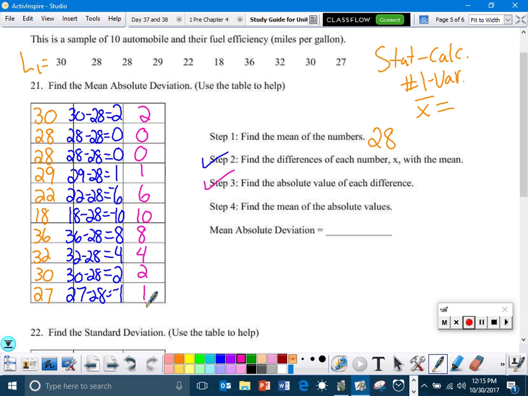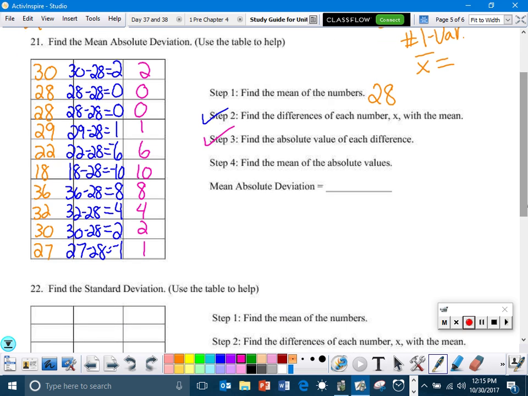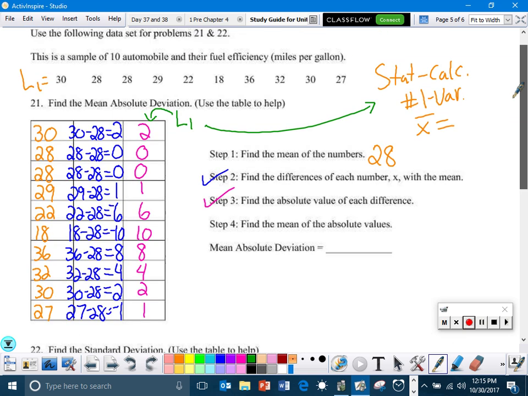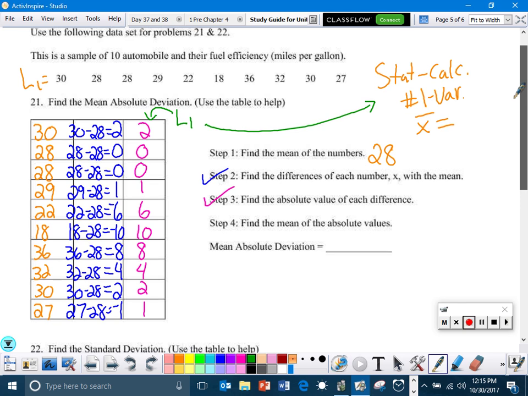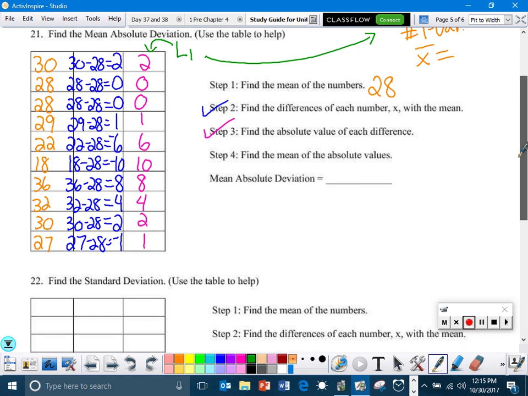Step 4, find the mean of the absolute values. Okay, well, you have two choices. You could go ahead and put these in list 1. And then you could do the same thing here. You could do the stat calculate number 1, and the calculator will tell you what the mean is. But you're going to put the new values in list 1. Or you follow these steps. Okay, you don't have to do it that way.